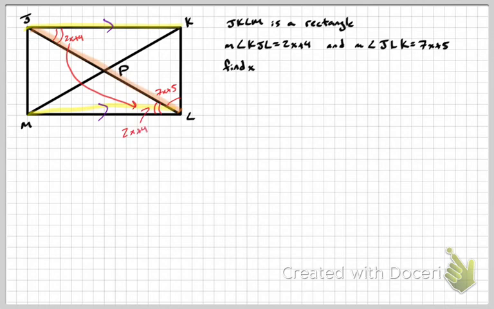And the final step to understanding this problem is how much is this entire thing? Well, if it's a rectangle, that has to be a right angle. So the relationship between our equations is that they are complementary. They add to 90 degrees. So it would be 2x plus 4 plus 7x plus 5 equals 90 degrees. So from there, 9x plus 9 equals 90. 9x equals 81. So x equals 9.